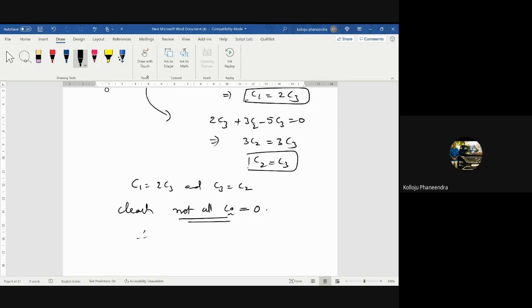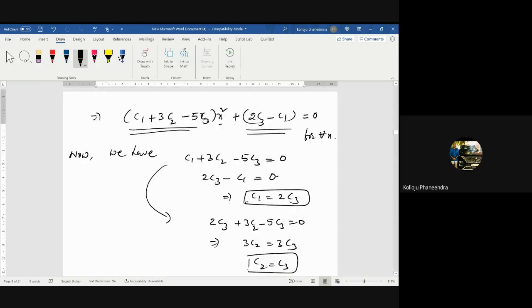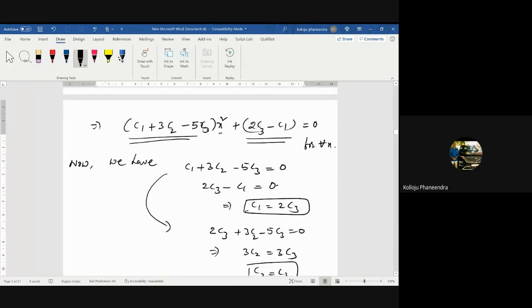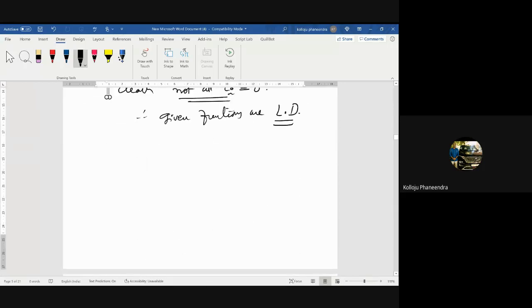Therefore the given functions are linearly dependent. But see, these are easy functions. I have considered easy functions so that I can decide whether the functions are dependent or independent. But if complicated functions are given, then how to decide whether the given functions are linearly independent or dependent? Okay, the general rule, the working procedure.